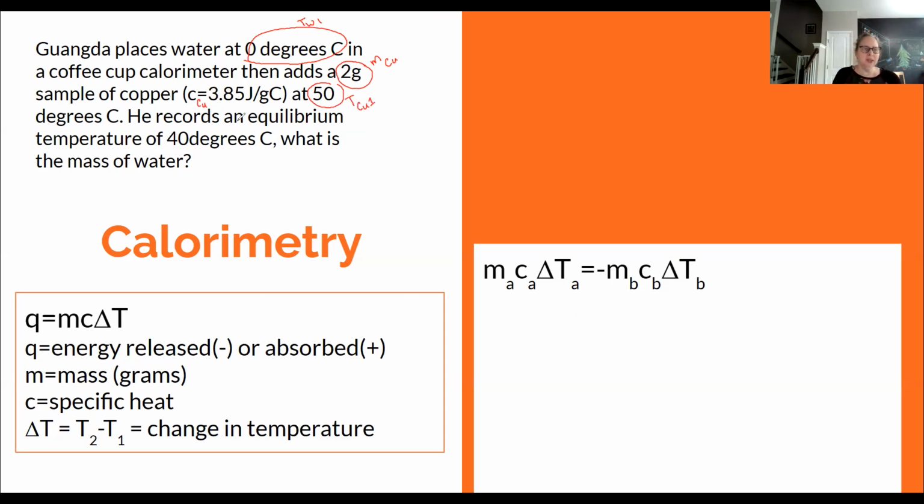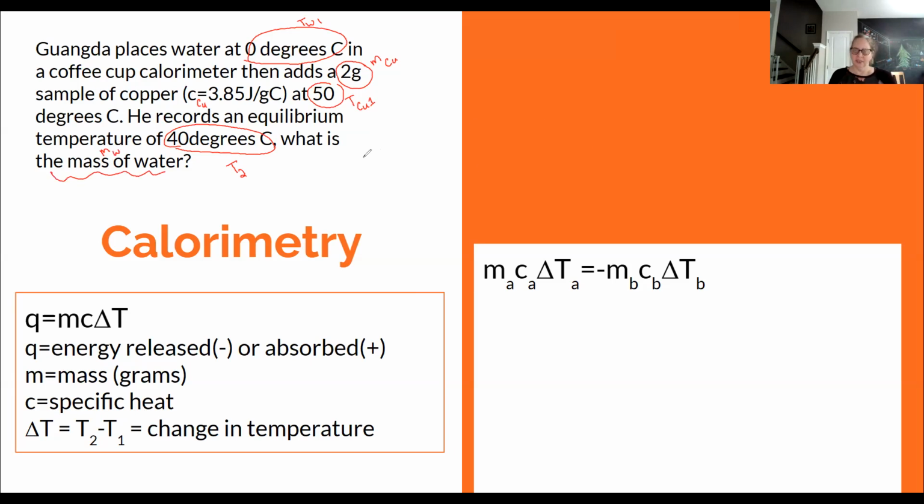He records an equilibrium temperature of 40 degrees. 40 degrees equilibrium. What does that mean? Oh, that's when they became the same. So this is the temperature final for both the copper and the water, because we reached that equilibrium point. What is the mass of the water? So mass of the water.